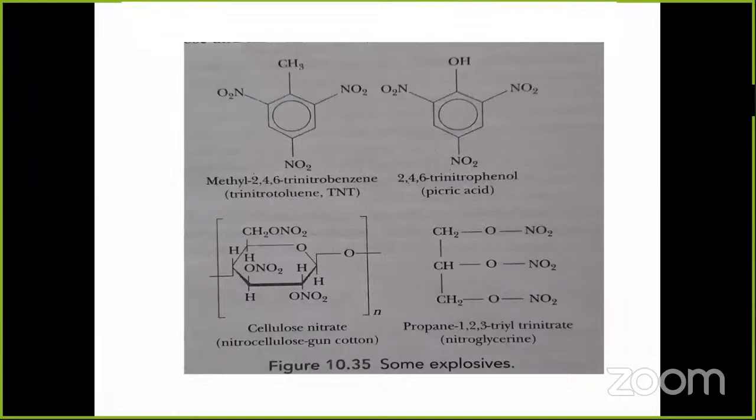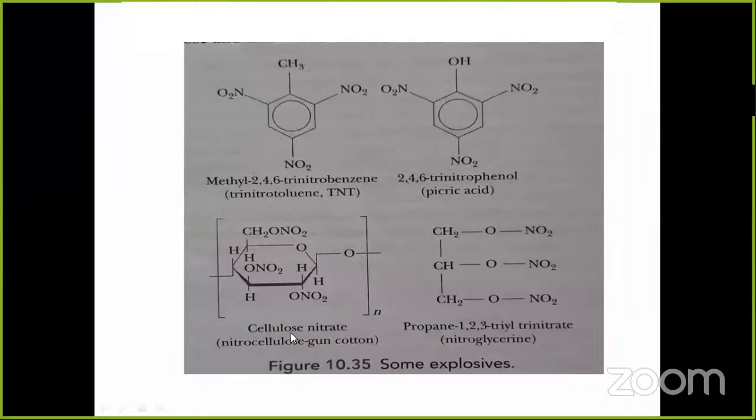And another one is 2,4,6-trinitrophenol. This OH is the phenol functional group, and this is the methyl functional group in toluene, and this one is a phenol. So 2,4,6-trinitrophenol is called picric acid, and 2,4,6-trinitromethylbenzene is called TNT. Both we use: the first one for blasting purposes, and the picric acid in chemical reactions.